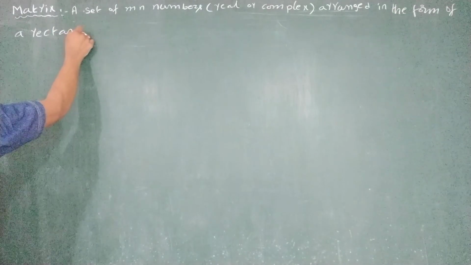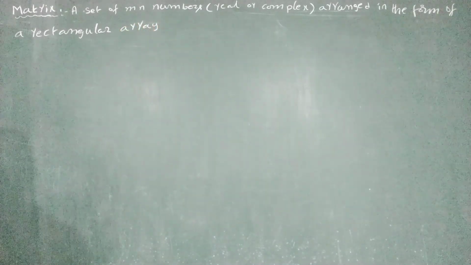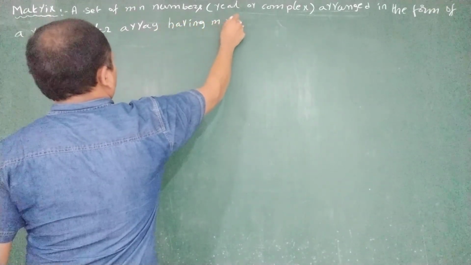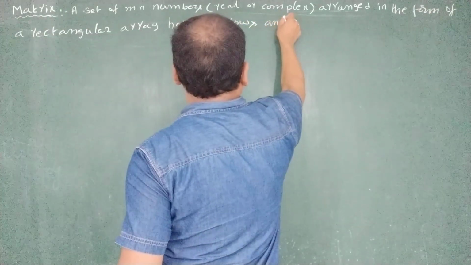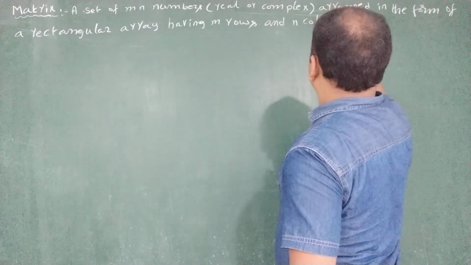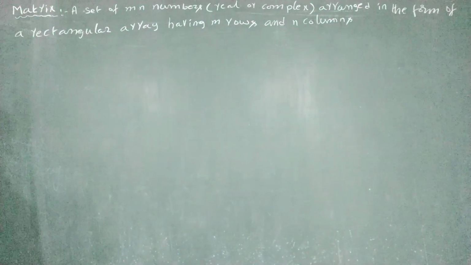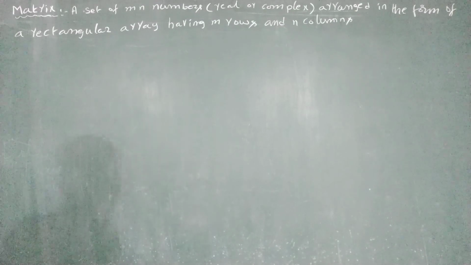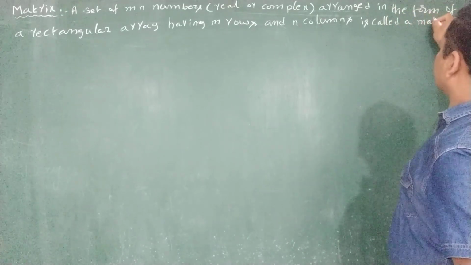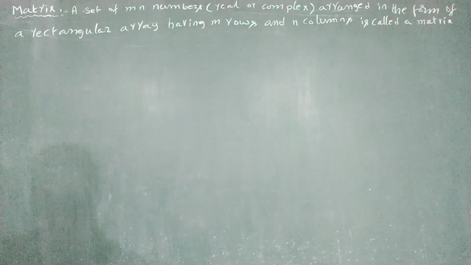A rectangular array having m rows and n columns is called a matrix.